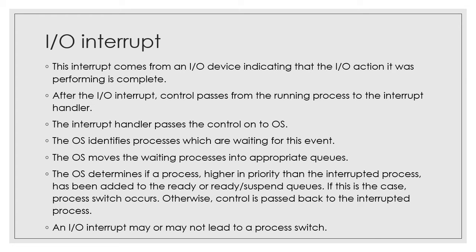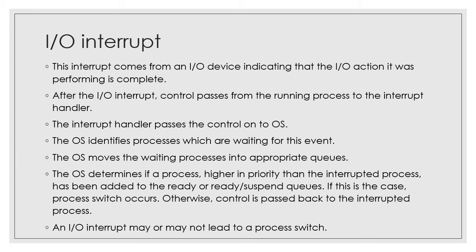The operating system moves the waiting processes into appropriate queues. If the waiting process is in the blocked queue, it is moved to the ready queue. If the waiting process is in the blocked suspend queue, it is moved to the ready suspend queue. The OS determines if a process higher in priority than the interrupted process has been added to the ready or ready suspend queues. Suppose that this is true.